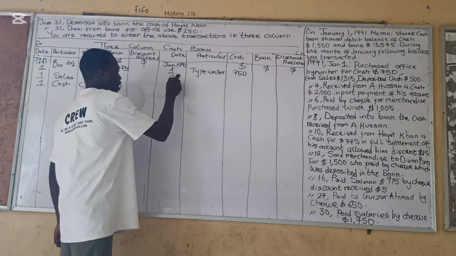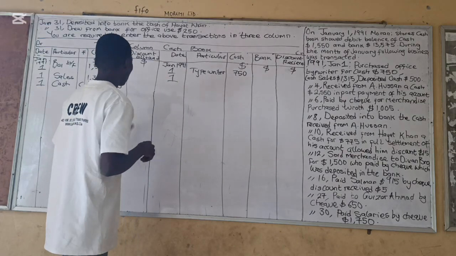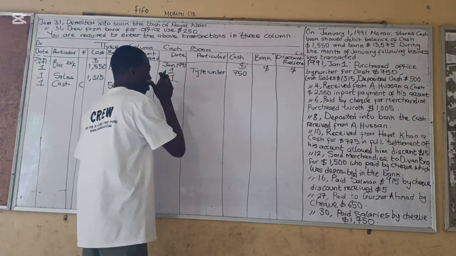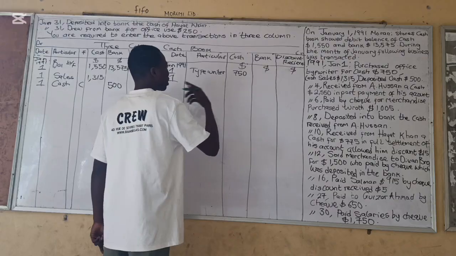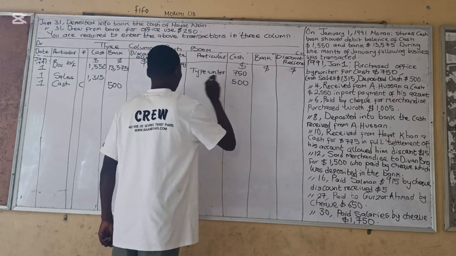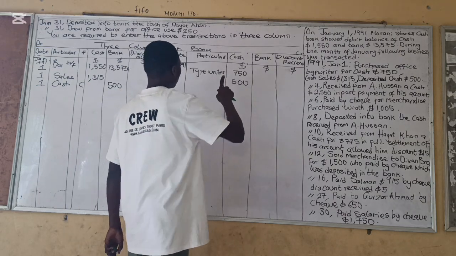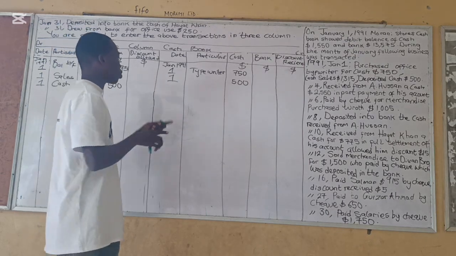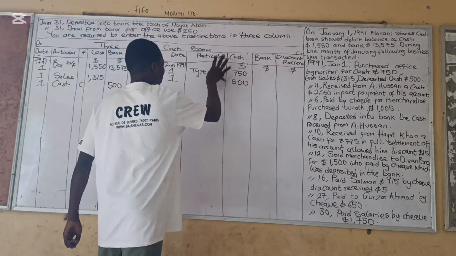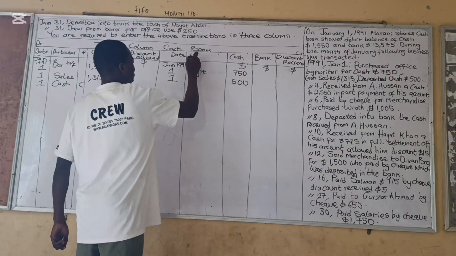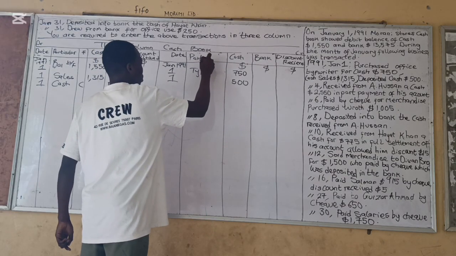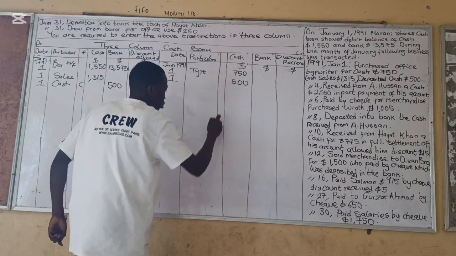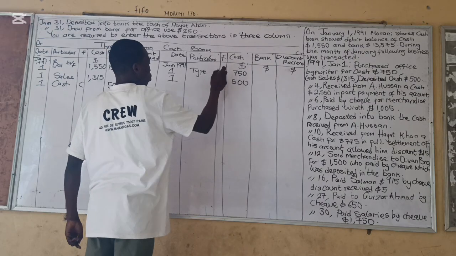Then you move to your credit side. Since the bank is the one receiving, it means that the cash is the one giving out, which is going to be credited. So under your cash, you have 500 also. Sorry, there's a mistake in the format. We didn't indicate our folio. Let me add that now. Here we have our particular, I'm just going to adjust this. So this is our folio.